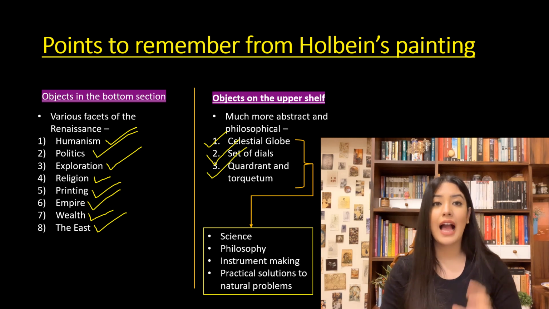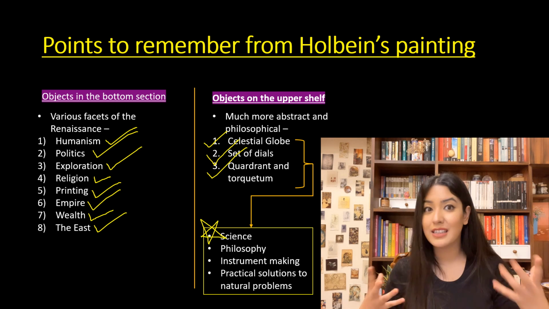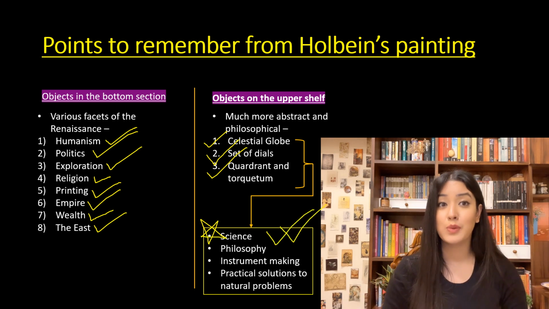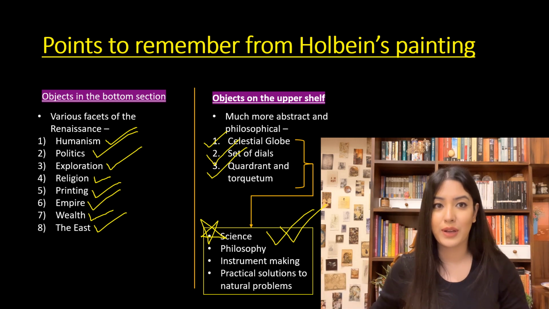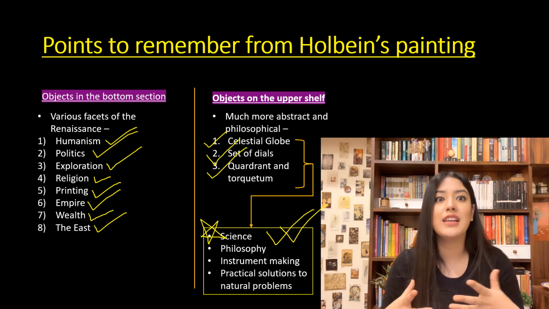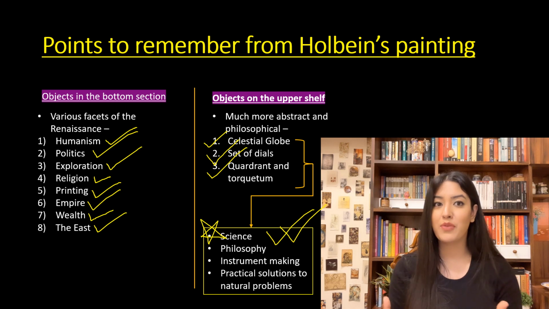So all of this highlights what? Science, philosophy, instrument making, scientific temper, rationality, and practical solutions to natural problems. While in medieval times every solution was based on religion, now we have practical solutions, rationality applied to natural problems. So this is everything that you have to remember from Holbein's painting.